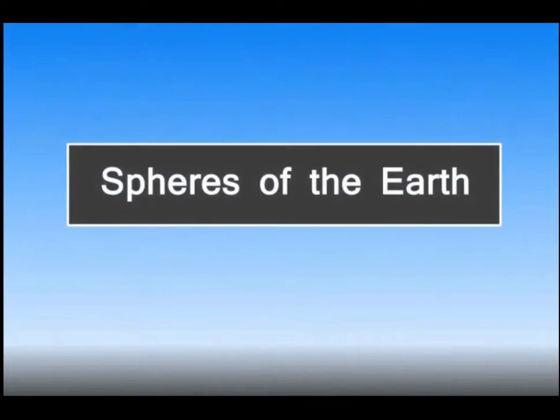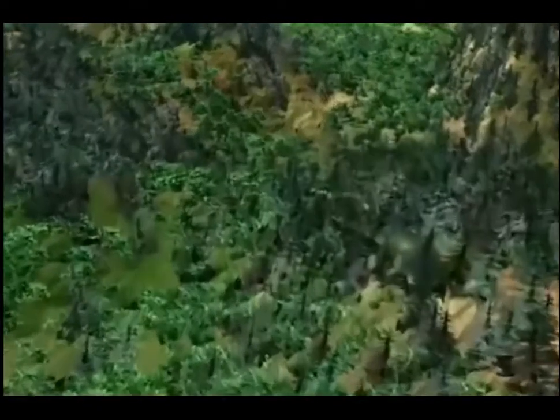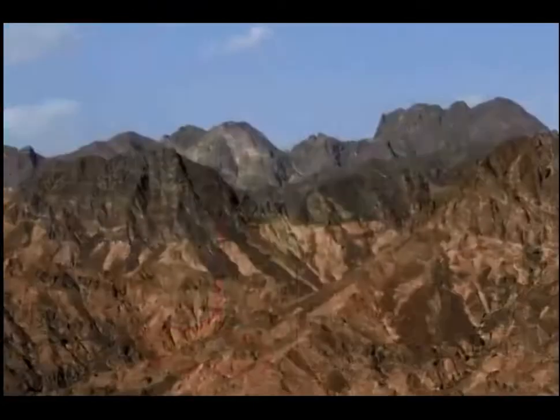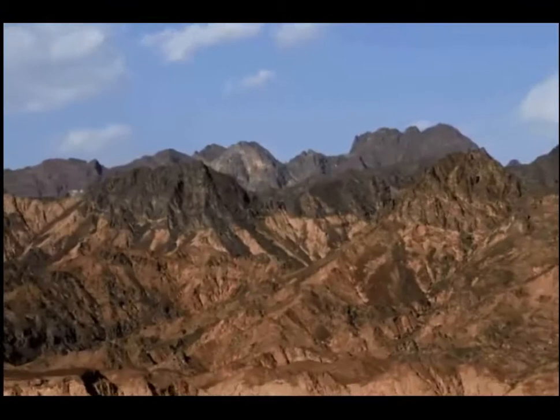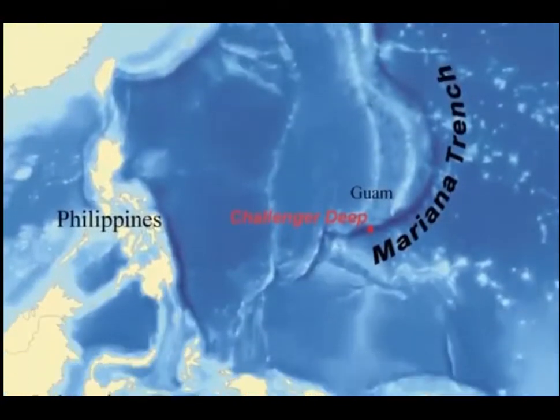Spheres of the Earth. Lithosphere. The lithosphere is the solid, rocky crust covering the entire planet. This crust is inorganic and is composed of minerals. It covers the entire surface of the Earth from the top of Mount Everest to the bottom of the Mariana Trench.